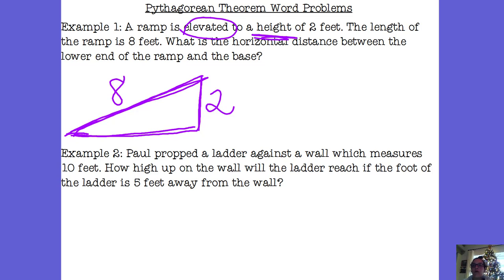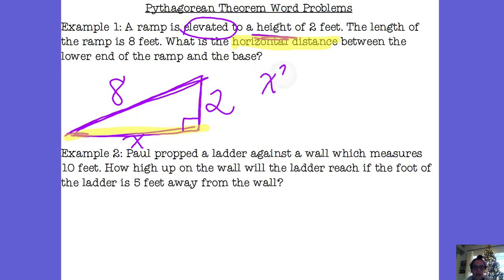What is the horizontal distance? Horizontal distance means side to side. So we are trying to figure out the horizontal distance between the lower end of the ramp and the base. So this is what we're looking for, that horizontal distance. So this is a right triangle, and we can use the Pythagorean theorem to find this horizontal distance.